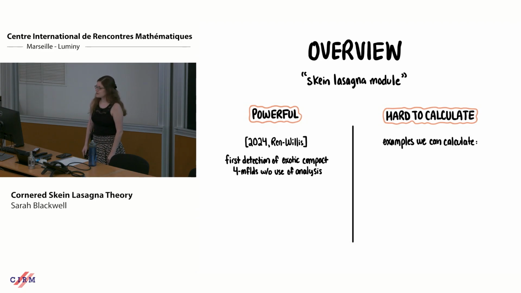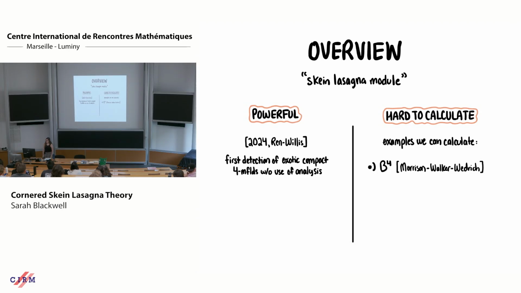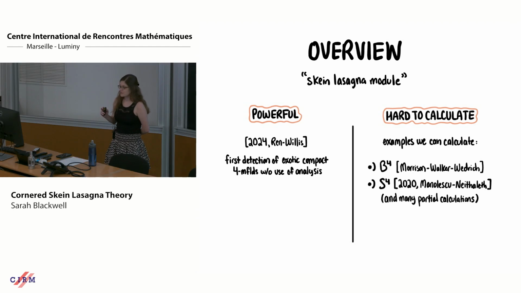So here are the examples for which we can do calculations. We can do B4, and this is baked into the definition. This is from the original paper, and I'll say more about that later. We can do S4, and notice that's not even in the original paper. That's a 2020 paper, Manolescu-Neithalath. They don't just do this. They do lots of things, and in particular, they come up with a really nice calculation technique. One consequence is you can do the calculation for S4, but you can also do many partial calculations.